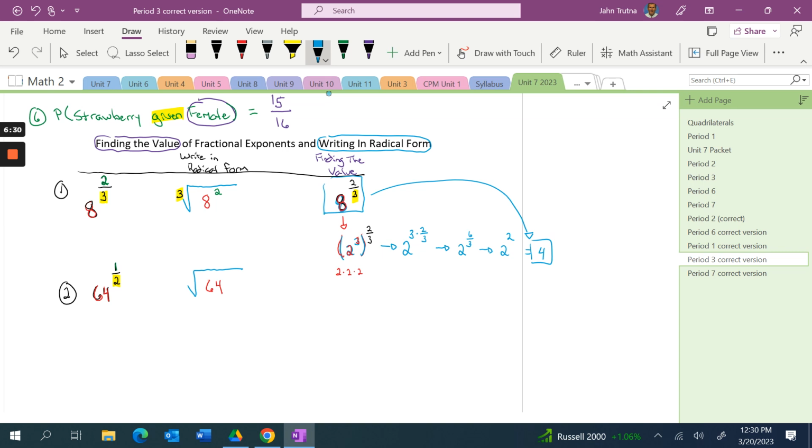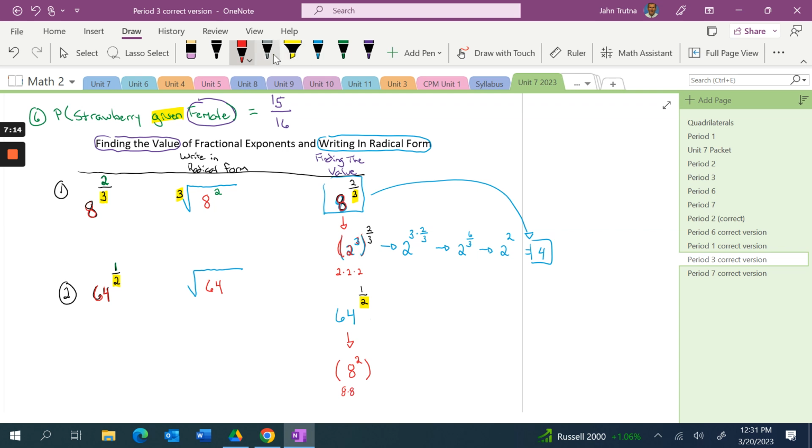Okay, let's do the next one. Finding the value of 64 to the 1/2 power. Okay, so I have 64, and then I have the exponent of 1 over 2. Okay, so notice the denominator of the exponent is a 2. So what I say to myself is can I rewrite 64 as some smaller number to the second power? Okay, and the answer is yes, it is 8. 8 to the second power is 64. 8 times 8 is 64.